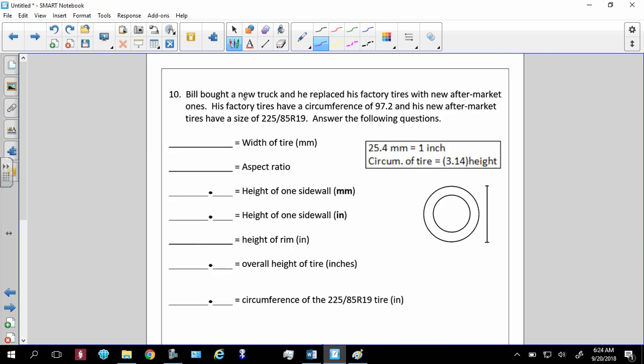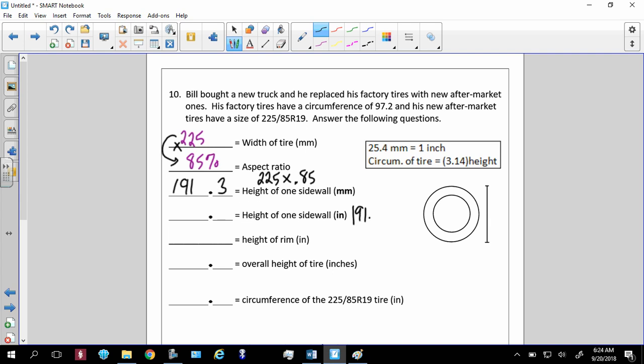All right. This is a 50-50 question. Half of y'all are getting it right, half of y'all are getting it wrong. So the width of the tire is 225. The aspect ratio is 85%. Now, to find the height of one sidewall, you take 225 and multiply it by 0.85. Some of you guys were dividing it, which throws you off. So 191.3.